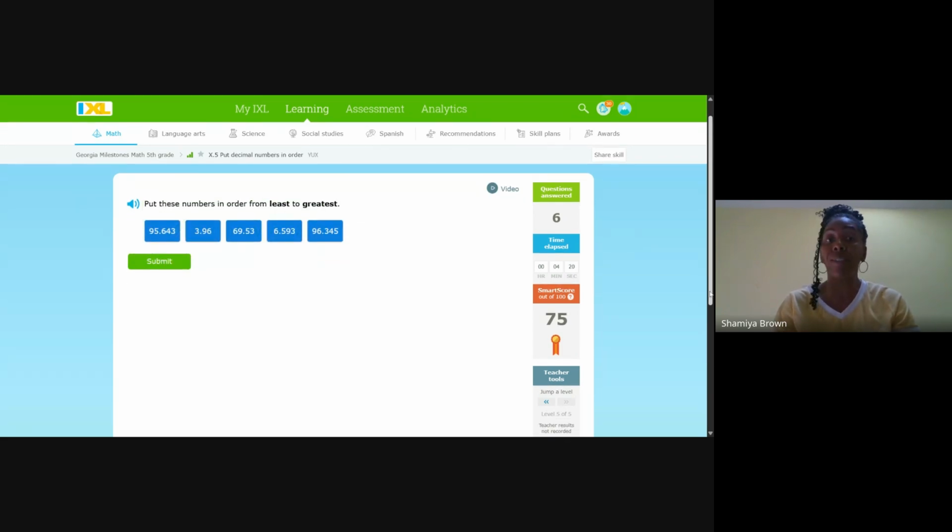All right, as you can see, this is not a hard skill, putting them in order from least to greatest. Main thing is you first check out your whole numbers, see which one has whatever they're asking for. So in this case, they're asking for the least. Which one of these whole numbers is the least one? Is going to be 3. So that's going to be the smallest. Then I'll look at the next smallest whole number, which is a 6 right here. Then the next smallest whole number is going to be 69. The next smallest whole number is going to be 95 and then 96.